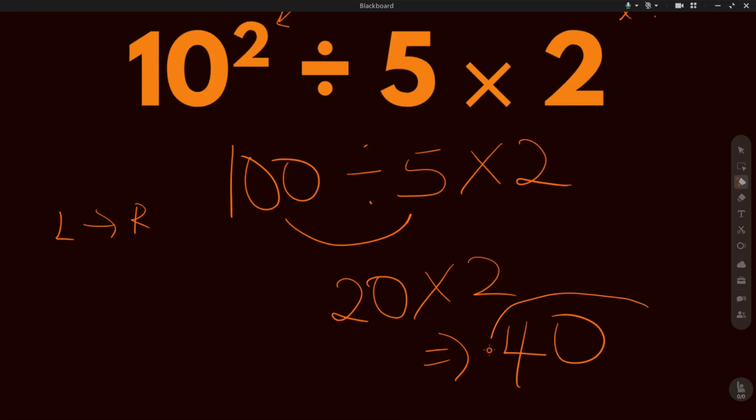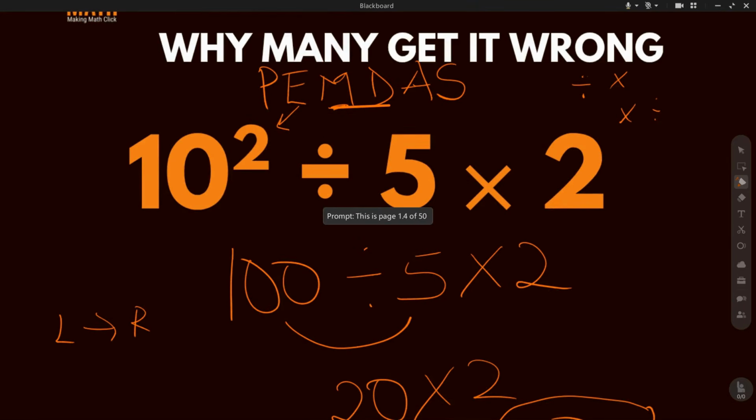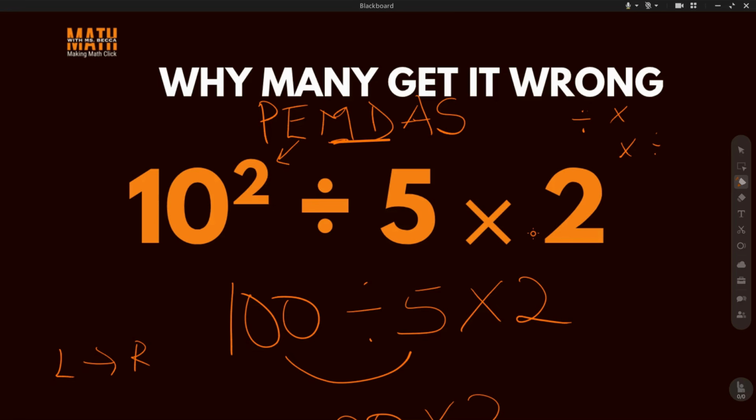So if you got 10, your answer is wrong. When you're solving like this, you have to pay attention to the rule, but at the same time, when multiplication and division appear together, you solve from left to right.